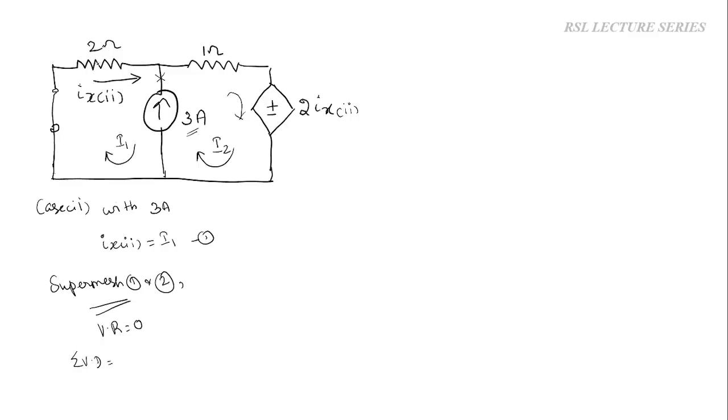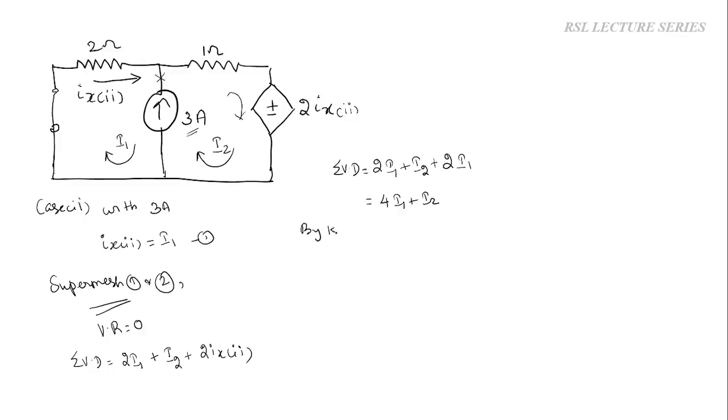If you see here, current flowing through this 2 ohms resistor is I1, because it is present in mesh 1. So the voltage drop is 2 into I1. Similarly, current flowing through this 1 ohm resistor is I2. So this 1 ohm is present in mesh 2. So we write it as 1 into I2 or simply I2, and this 2 Ix suffix 2 is the voltage drop. Ix suffix 2 is nothing but I1, so we will substitute here. So sum of the voltage drops will become 2I1 plus I2 plus 2 into I1. On simplification, we will get 4I1 plus I2.